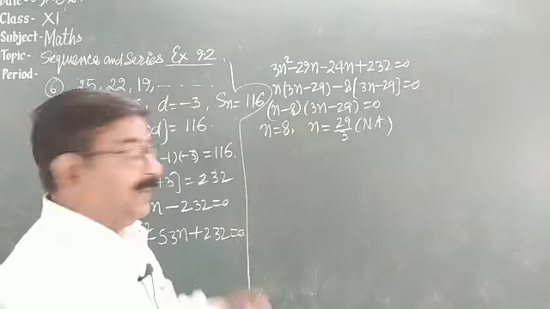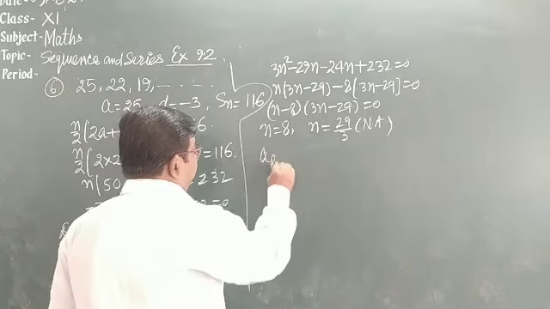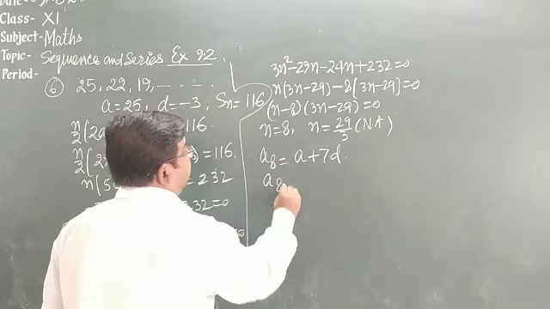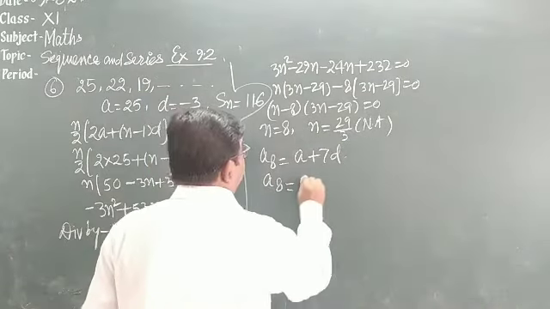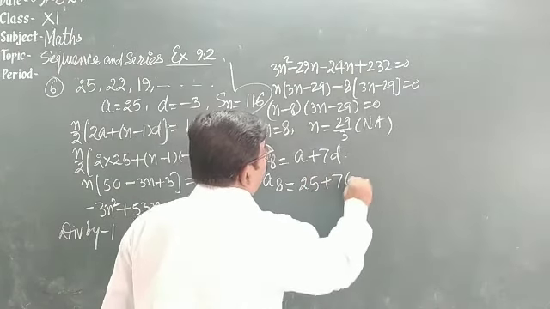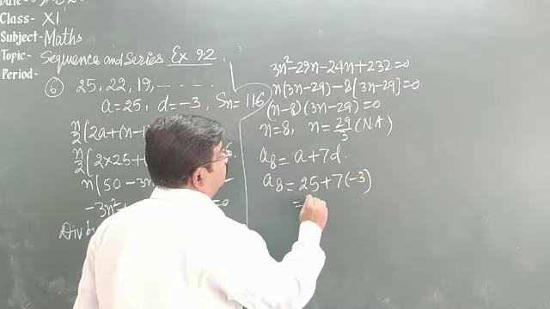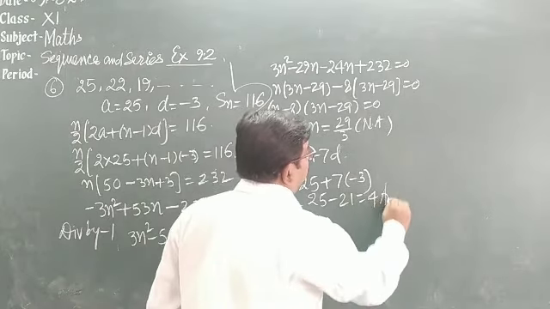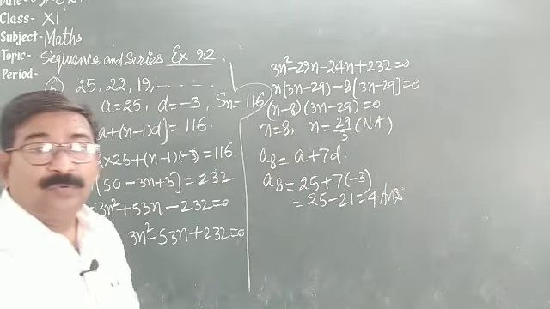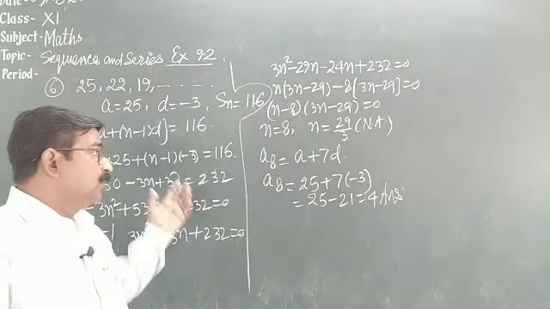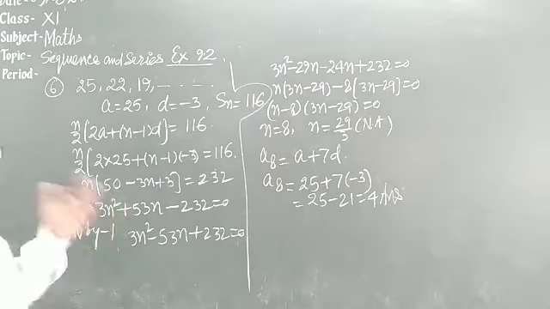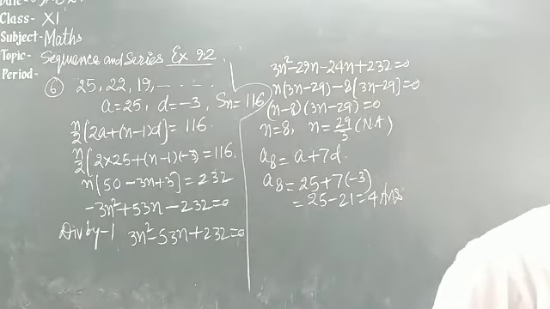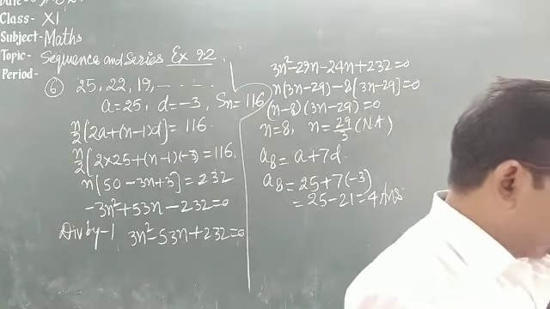Now we are going to find an, that is a8, which is equal to a plus 7d. So a8 is 25 plus 7 into minus 3, that is 25 minus 21, which is equal to 4. 4 is the answer of this question. You can pause the video and note down the solution. Question number 6 is done.